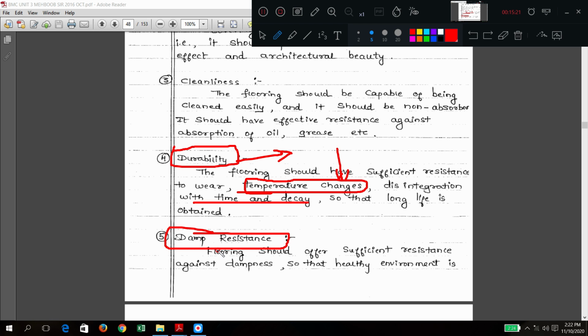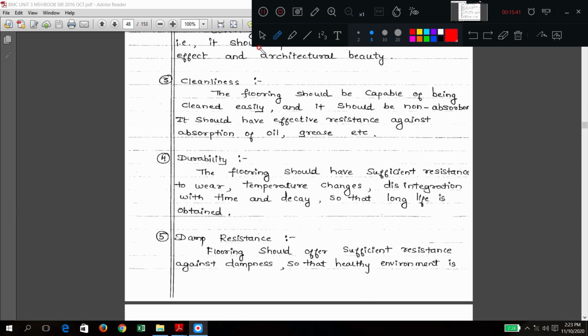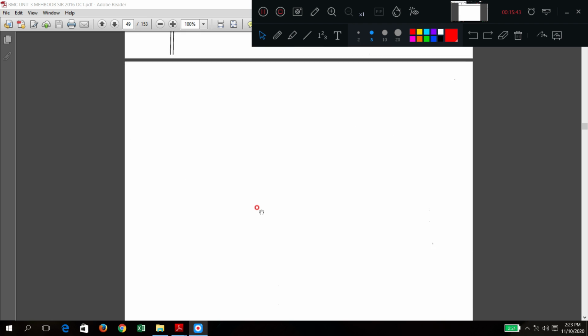We have already discussed this now. It should not allow water or moisture to pass through from the soil or ground beneath to the top. Suppose there is moisture here and the flooring is there, it should not pass through this. So that is why we call it damp resistance.